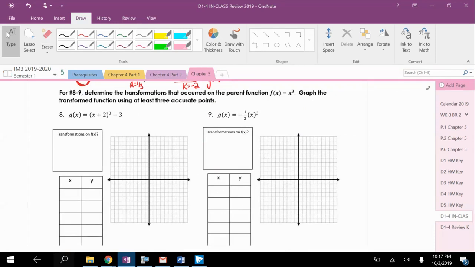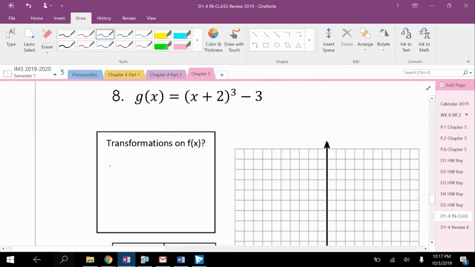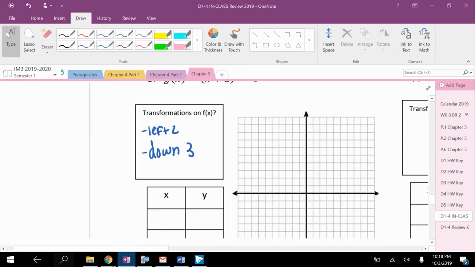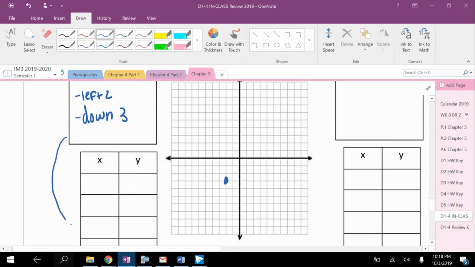Okay, transformations. You guys got really good at this. So this +2 means that we are moving left 2, and this -3 here means I'm moving down 3. So I'm going to go ahead and put that on my graph right away. Left 2, down 1, 2, 3. That is going to become that middle point right here. Left 2, down 3. That's what that ordered pair is. -2, comma, -3. That's what that ordered pair is.